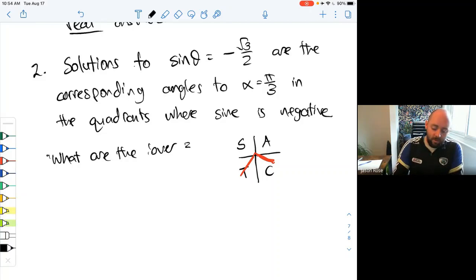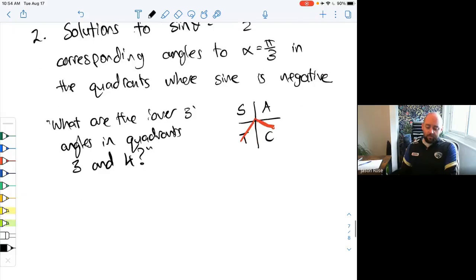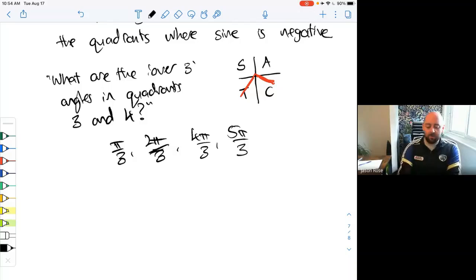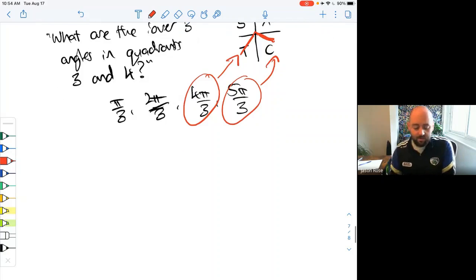So what are the over 3 angles in quadrants 3 and 4? That's what's in my head right now. So when I think of all the angles from 0 to 2 pi, I have pi over 3, 2 pi over 3, 4 pi over 3, and 5 pi over 3. These are the ones that we're familiar with. The ones that I want are this one and this one. 4 pi over 3 is in here, and 5 pi over 3 is in there. Those are the answers.